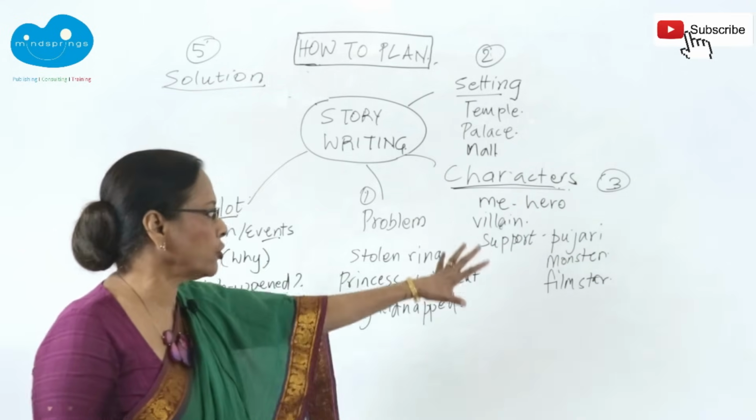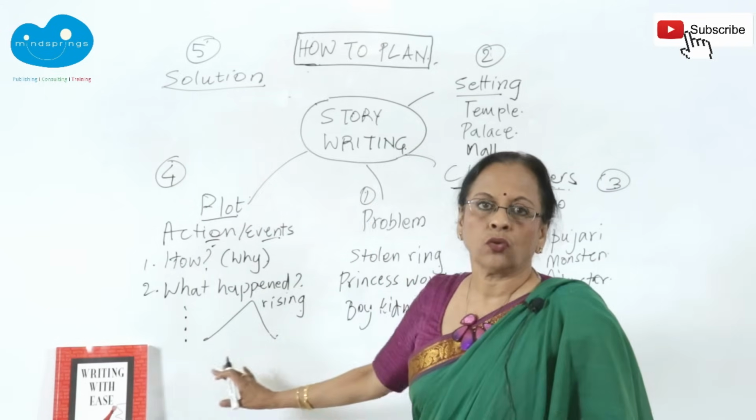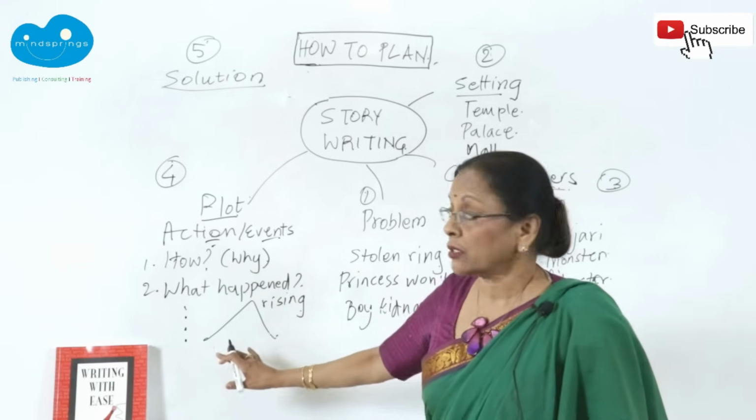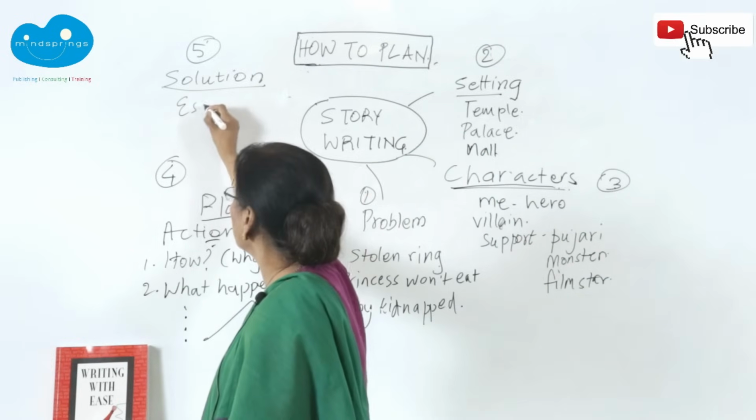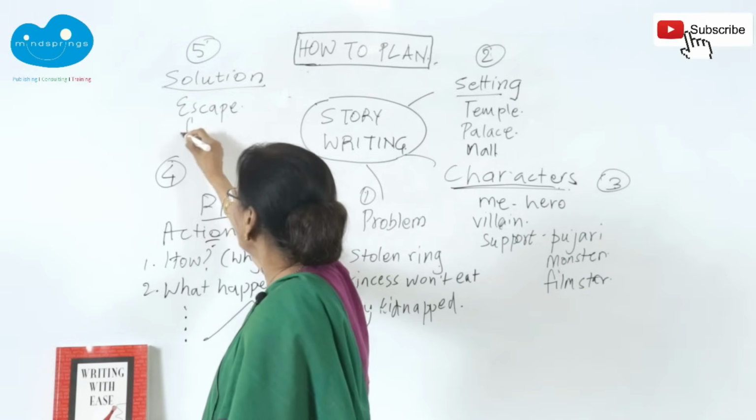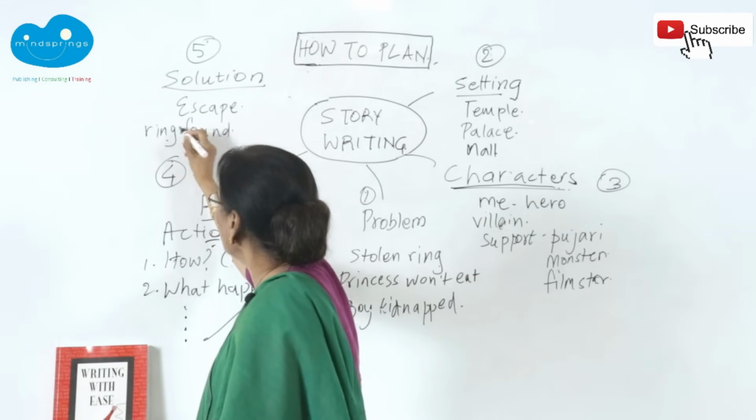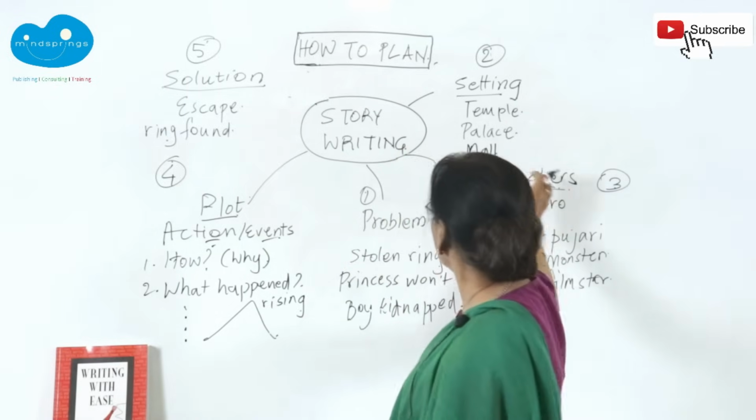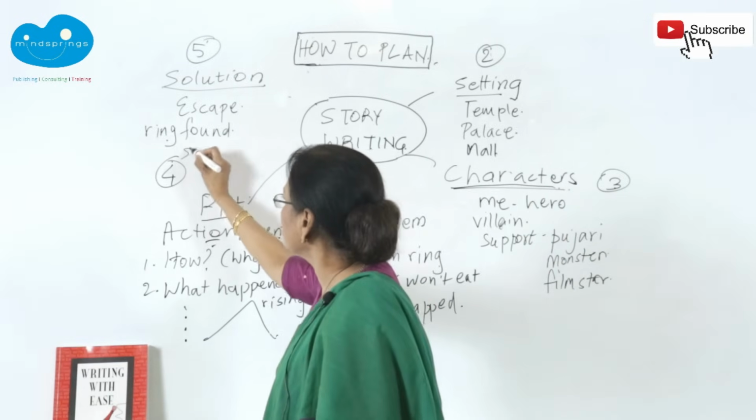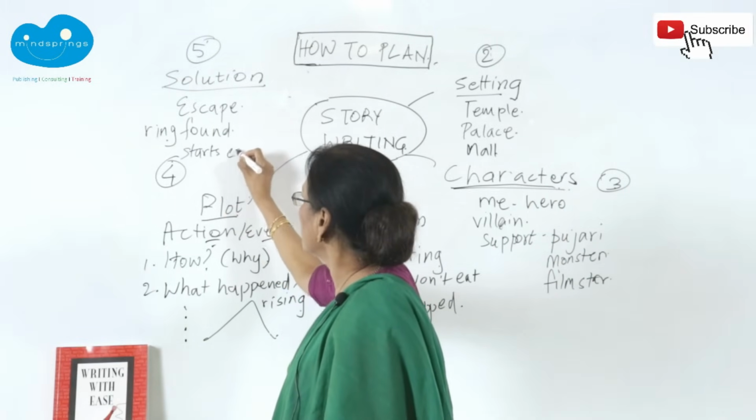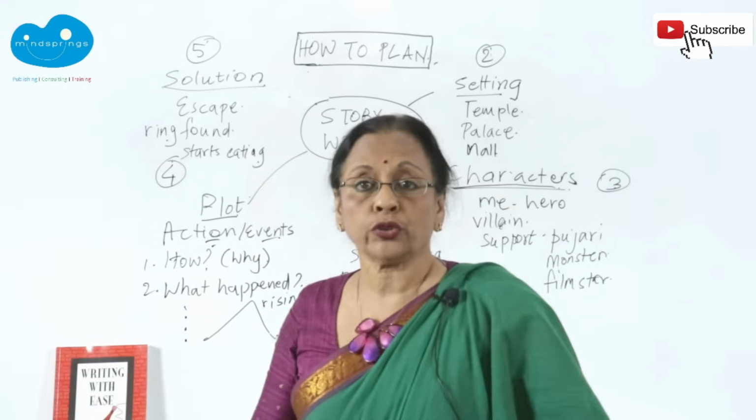So, you decide who is going to be in your story and then you go back and start writing what happened, who came there, who distracted them, etc. And the solution is how you escaped, escape or found how the ring was found, or in this case we have got, what did we have? We had the ring, we had the princess. Princess would be, she starts eating. So, how did that happen? So, those are your solutions.